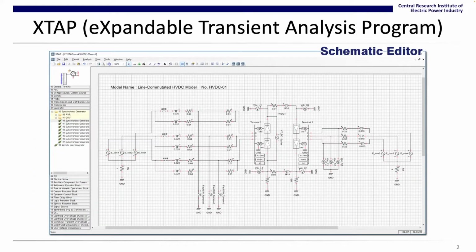XTAP is an industrial-grade EMT, or waveform level, simulation program. The slide shows its schematic editor. Using this editor with the parts boxes on the left-hand side, you can create your own power system as an electrical circuit embedded with control systems.